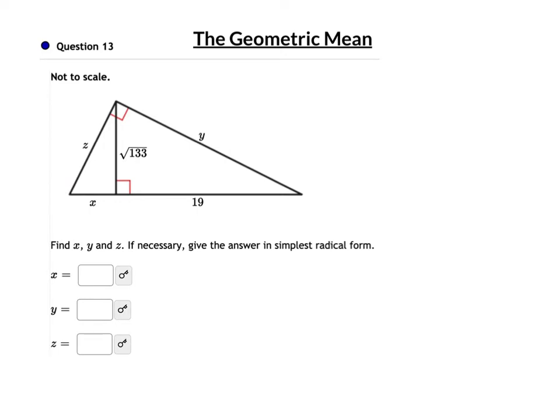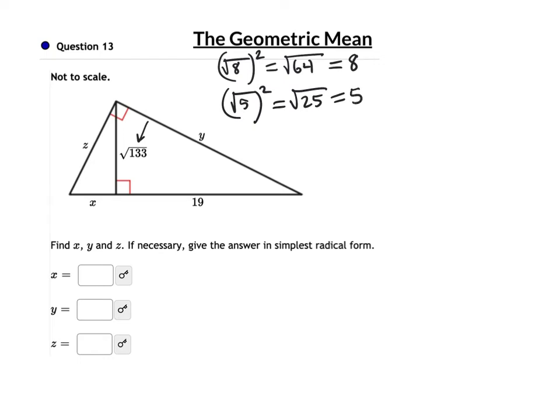Question 13. I want to point out what happens when you square a root. If I take the square root of 8 and square it, it's root 8 times root 8, which, by the way, is root 64. And the square root of 64 is 8. The square root of 5 squared is root 5 times root 5, which is root 25. And the square root of 25 is 5. Now you're going to notice something here. When you square a root, they cancel each other out. They're in fact inverses of each other.